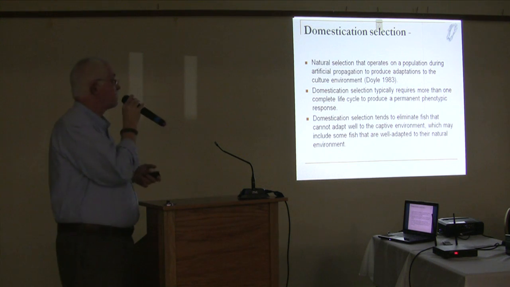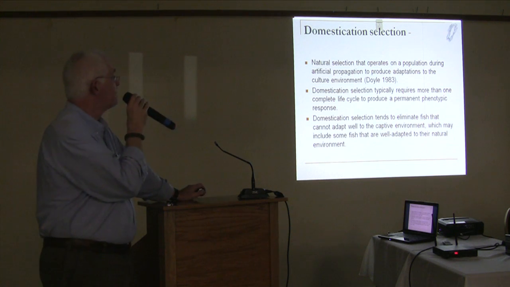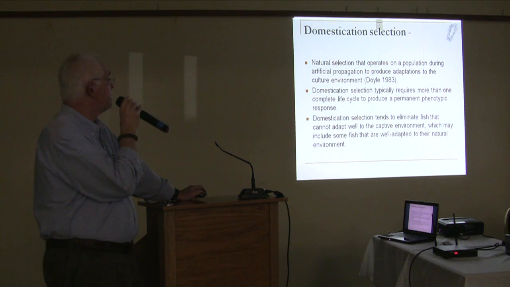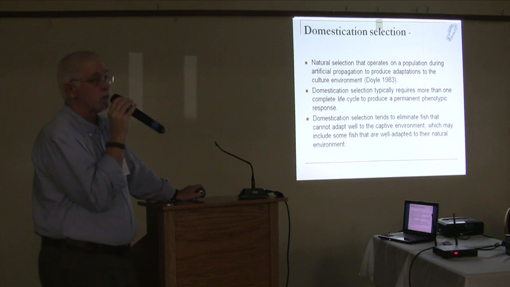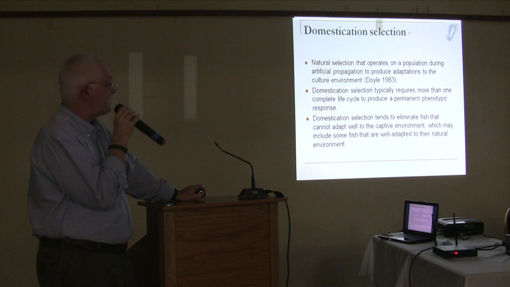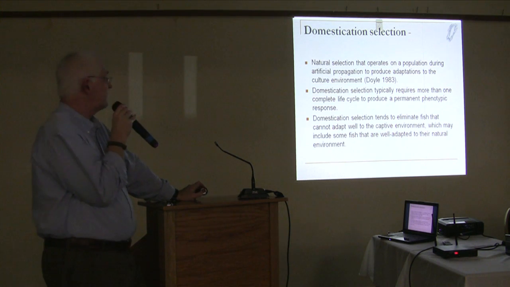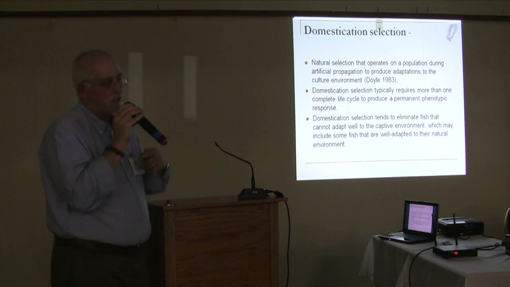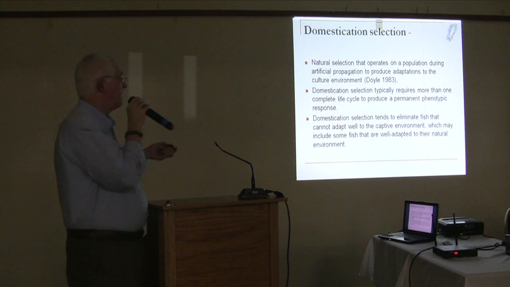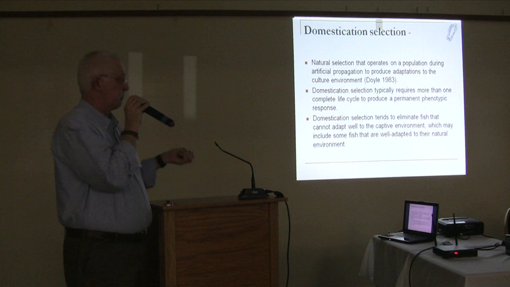Domestication is natural selection that operates during artificial propagation to produce adaptations to the culture environment. It typically requires more than one complete life cycle to produce a permanent response. And domestication selection tends to eliminate fish that can't adapt well to the captive environment, which may include some fish that also are well adapted to their natural environment. So you get kind of losses all over the place.